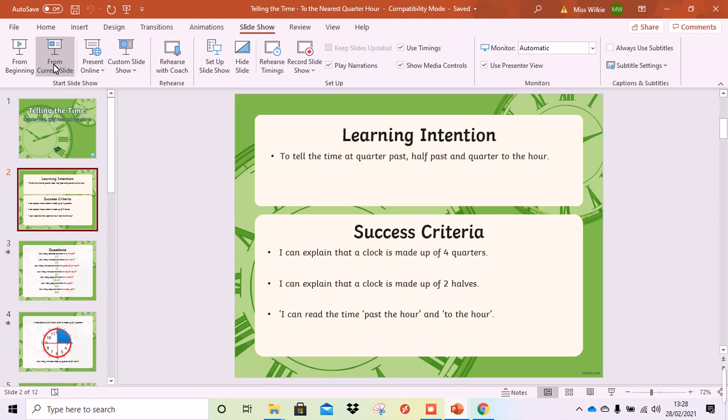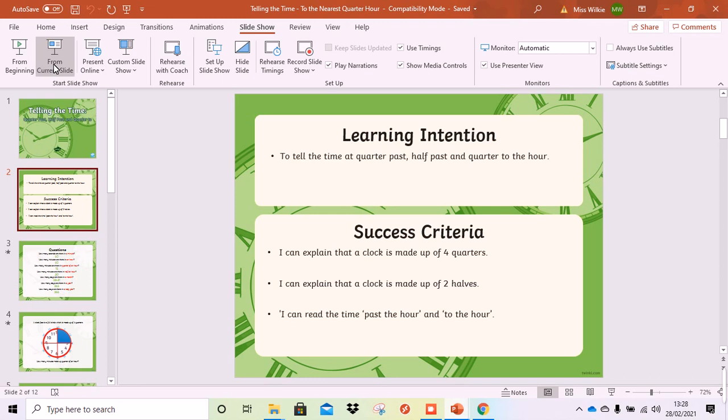By the end of today, you should be able to explain that a clock is made up of 4 quarters, that it's also made up of 2 halves, and that you'll be able to read the time using the terms past the hour and to the hour. Let's move on.